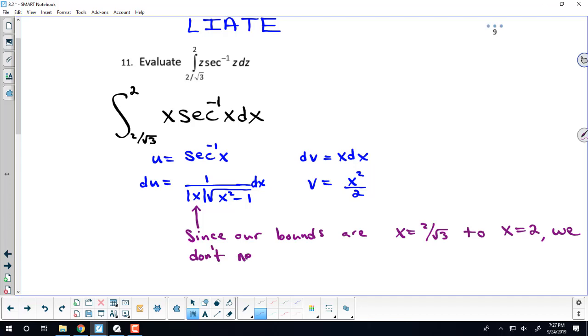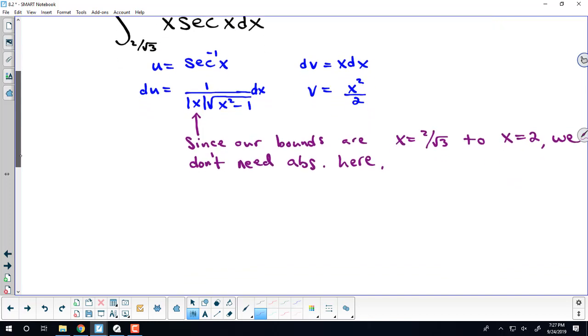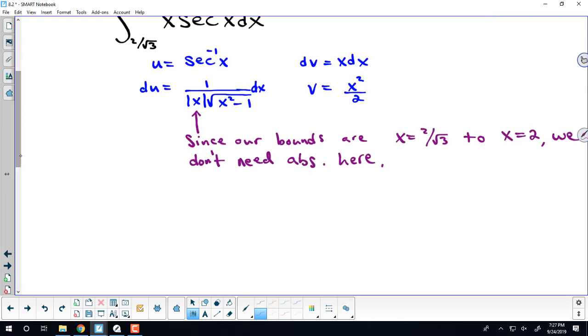Oh, I just presumed that's the value. All right, so since the bound is positive, x is positive, we don't need the absolute value from the derivative of the inverse secant. So that's going to help us simplify this a lot more easily.